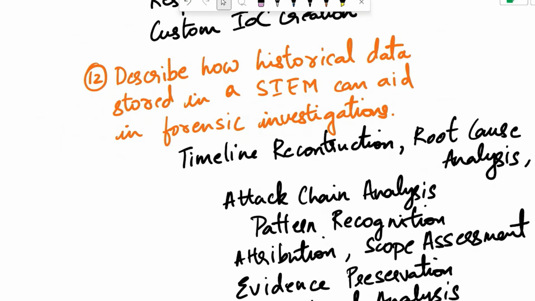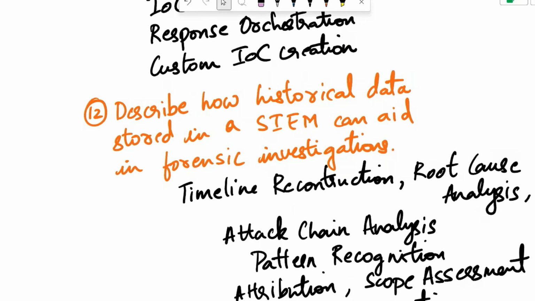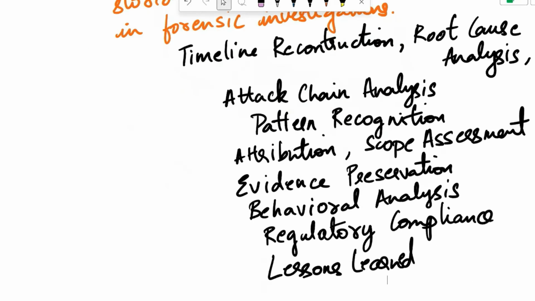It allows them to reconstruct events, understand attack tactics, identify vulnerabilities, and make informed decisions about incident response and mitigation strategies. Effective use of historical data can significantly enhance the accuracy and depth of forensic investigations. Let's move on to the next question.